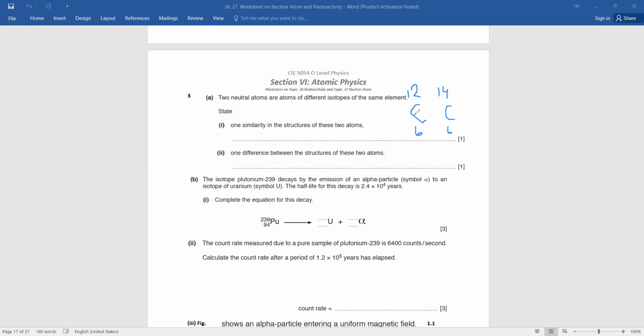Hello? Yes, sir. So the difference you can write, either you can write number of nucleons are different or you can write number of neutrons are different. Is it clear?